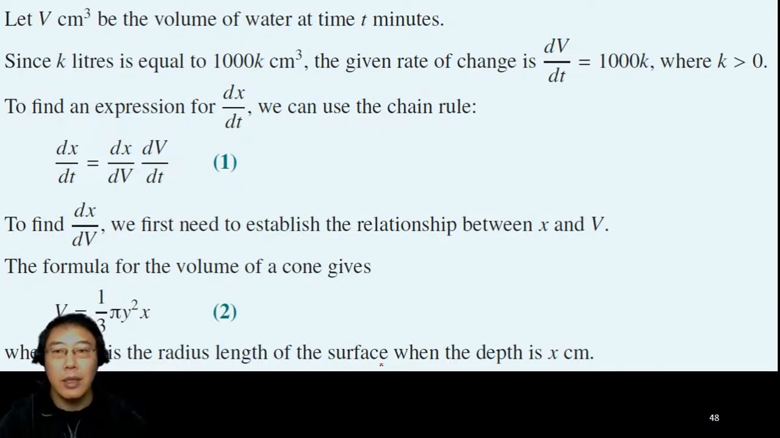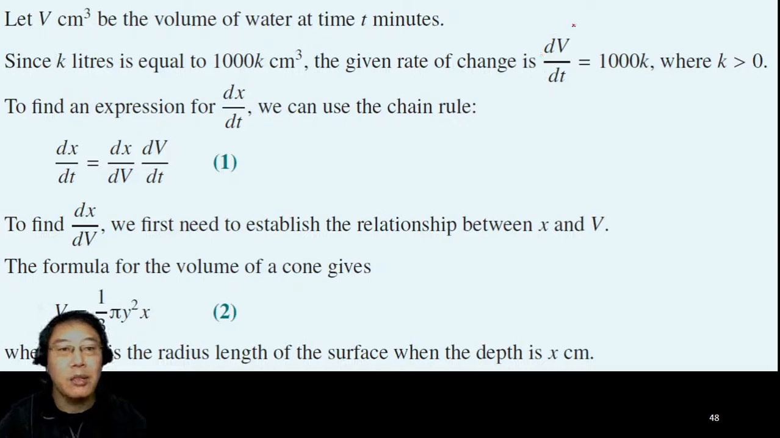All right. So V, we're going to create a variable. V in cubic centimeters is the volume of water at time t. Now we have a flow rate of k liters per minute, which is equivalent to 1,000k cubic centimeters. That's a flow rate, a volume per minute. So we can set up the differential equation: dV over dt is equal to the inflow rate, which is 1,000k.